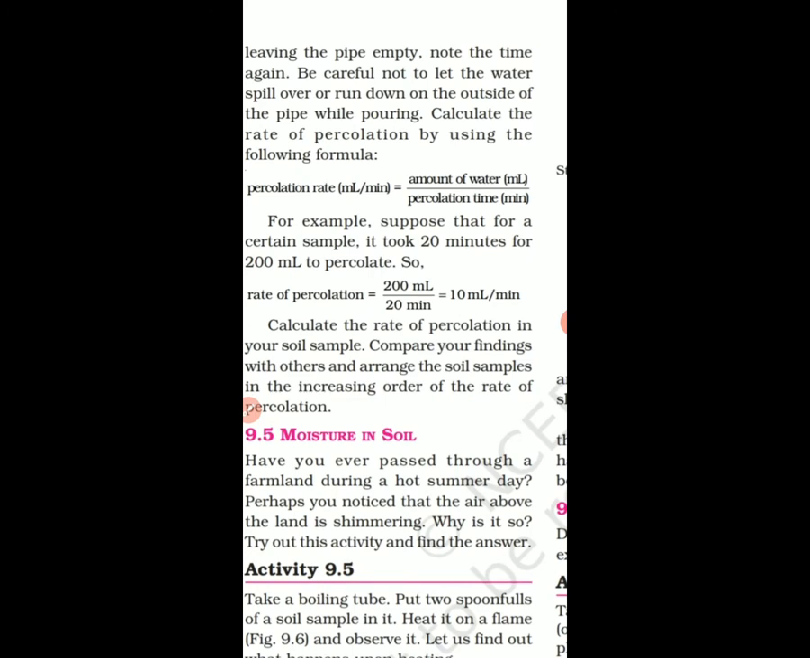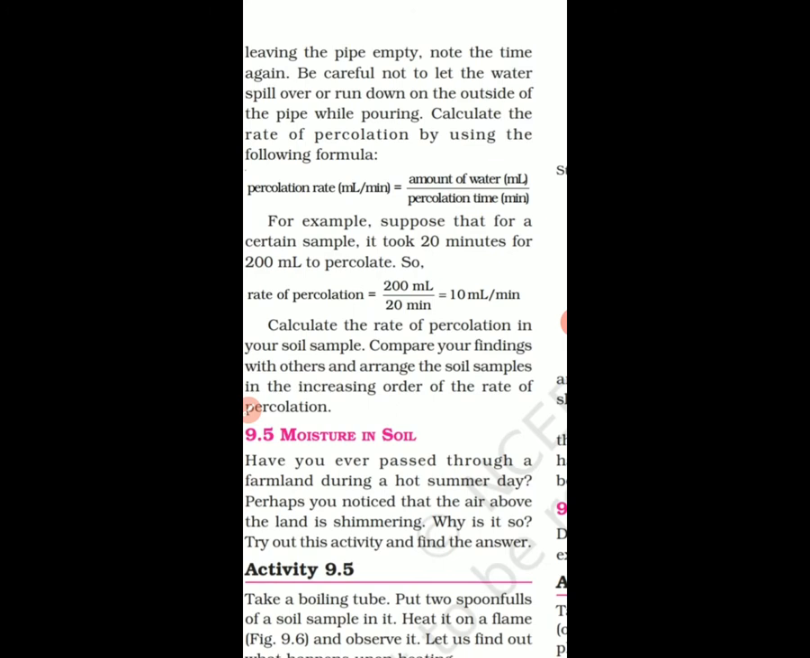Be careful not to let the water spill over or run down on the outside of the pipe. You have to pour the water very slowly. देखना है कि पानी बाहर नहीं जाना चाहिए, वेस्ट नहीं जाना चाहिए. धीरे धीरे उसके अंदर डालना है और द टाइम जब से आपने डालना शुरू किया तब से लेकर जब तक कि वो सारा पानी एब्जॉर्ब नहीं हो जाता सॉइल के अंदर, that much time you have to note down.